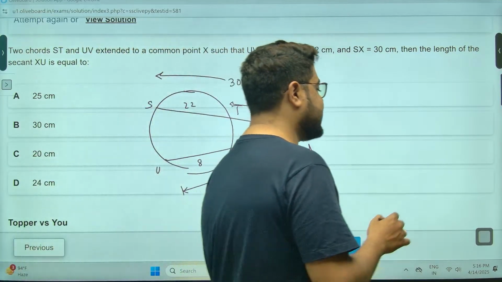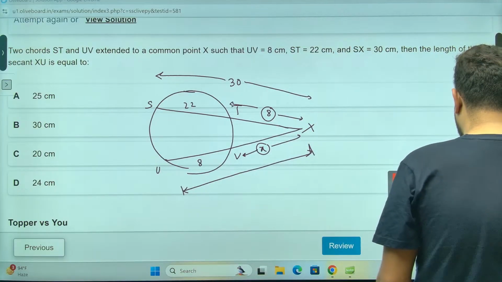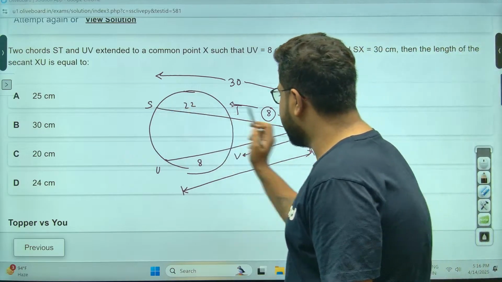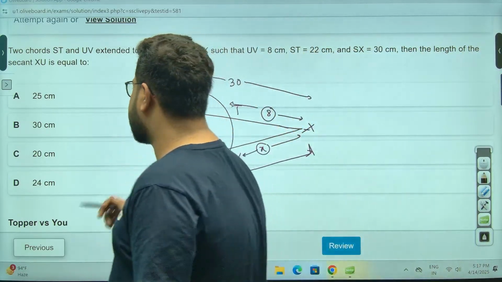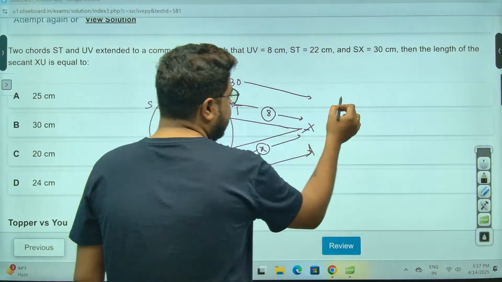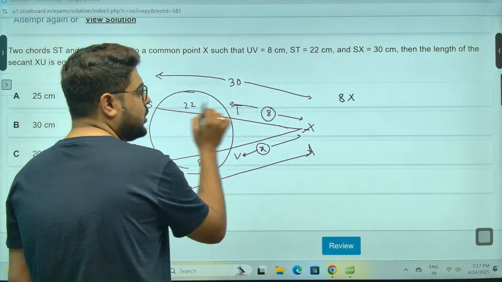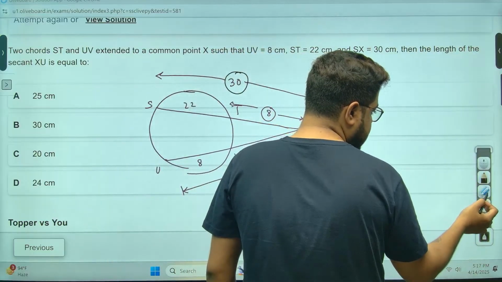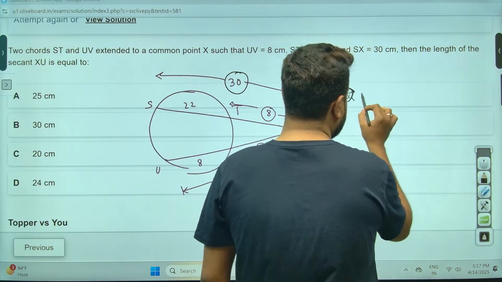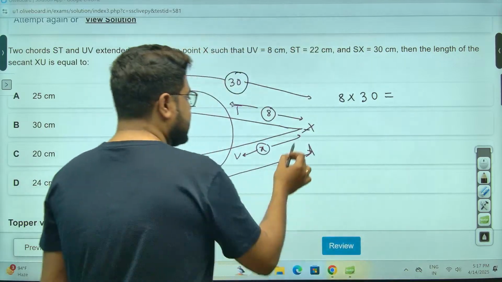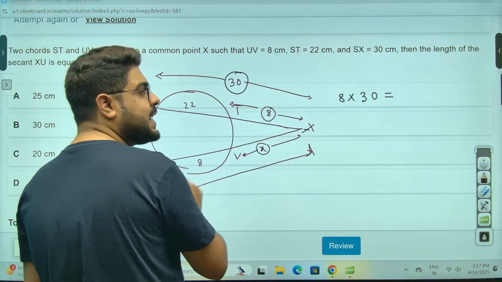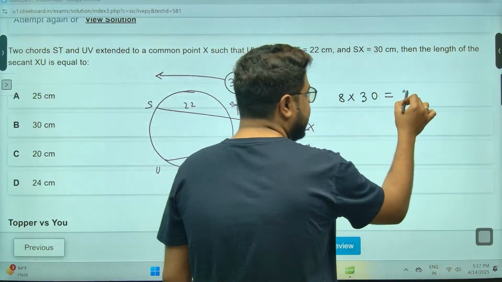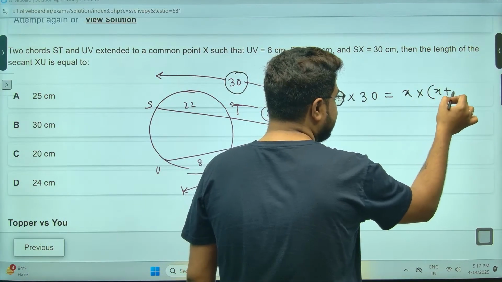What will happen? The second theorem, we all know the second theorem. Second theorem is saying: this into the whole equals this into the whole, from the similarity. So I can write 8, this, into the whole. Whole means 30. That will be equal to this thing, that is x into the whole, which will be x plus 8, because this whole thing is x plus 8. That is what we need to find. x into x plus 8.